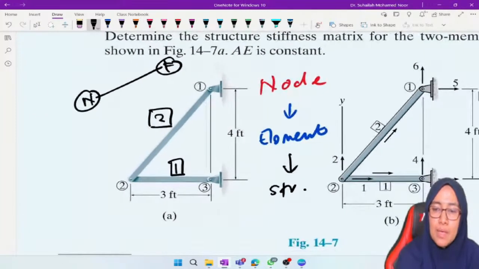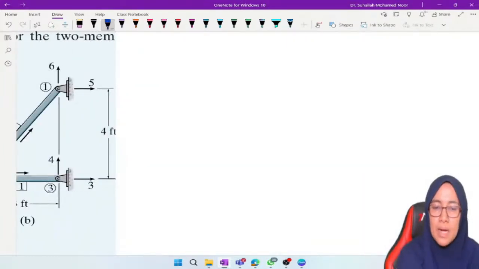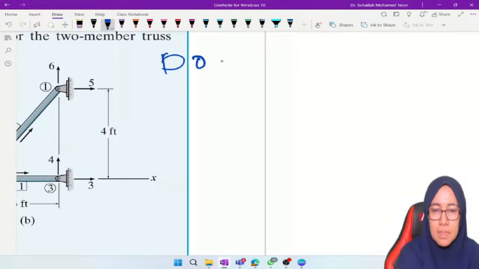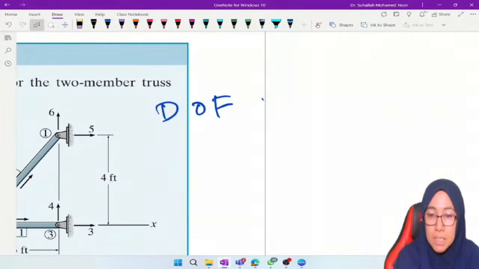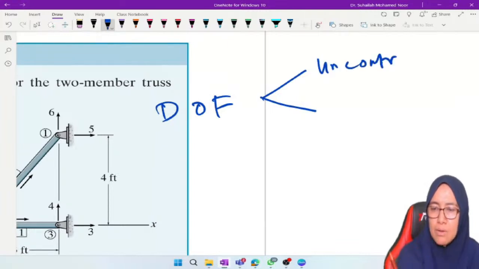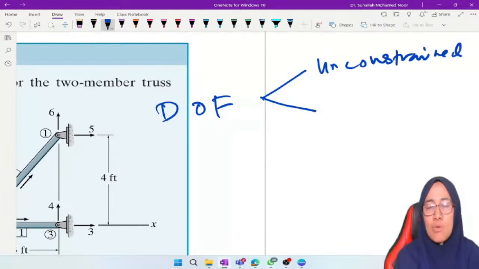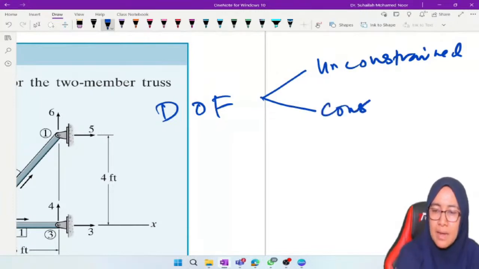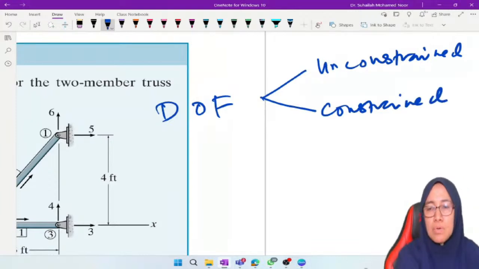Now we will try to understand what degree of freedom is. Degree of freedom we always have to divide into two terms: unconstrained degree of freedom and constrained degree of freedom. Make sure you understand this very well. This is the first step to do before we continue to the other steps.